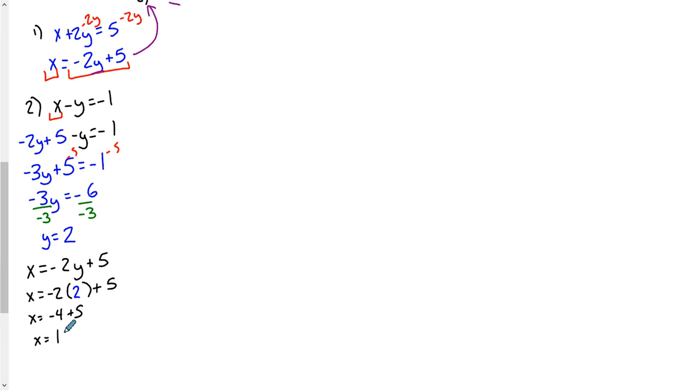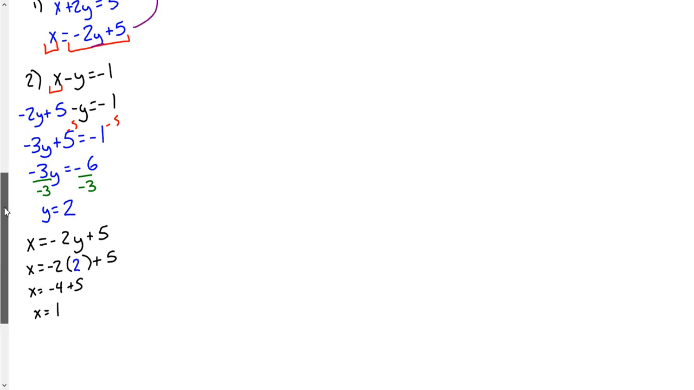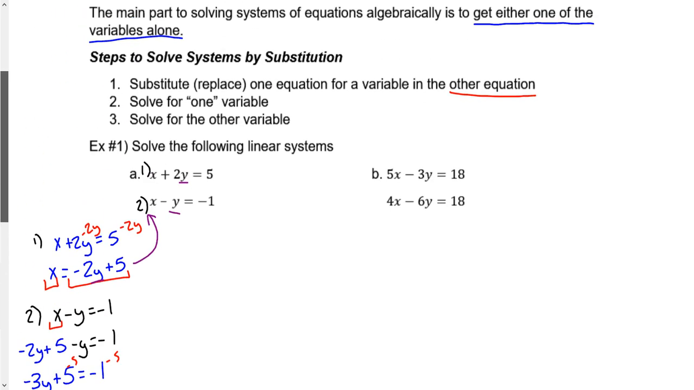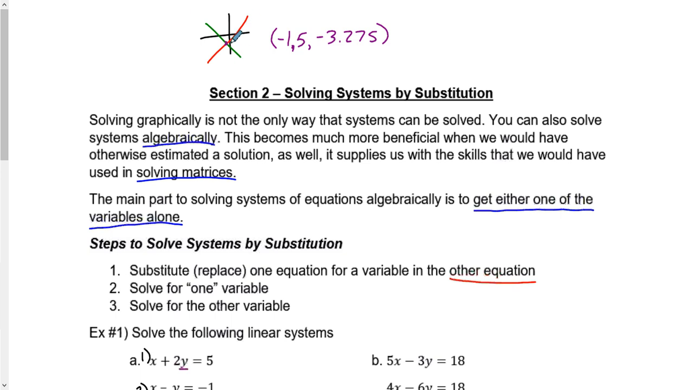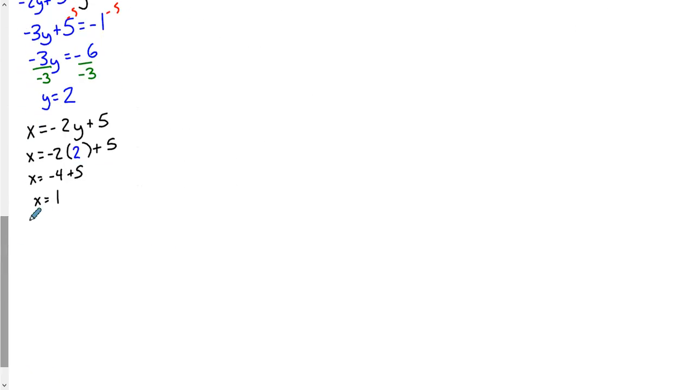The last thing I like doing, though, is using an ordered pair. Now, just like when we're graphing, we want to make sure that we are identifying what point is this crossing. So if we do tie it back into our section 1, we're talking about where do 2 lines cross? Well, 2 lines cross at an ordered pair, x, comma, y. And in this case, our ordered pair is 1, comma 2.